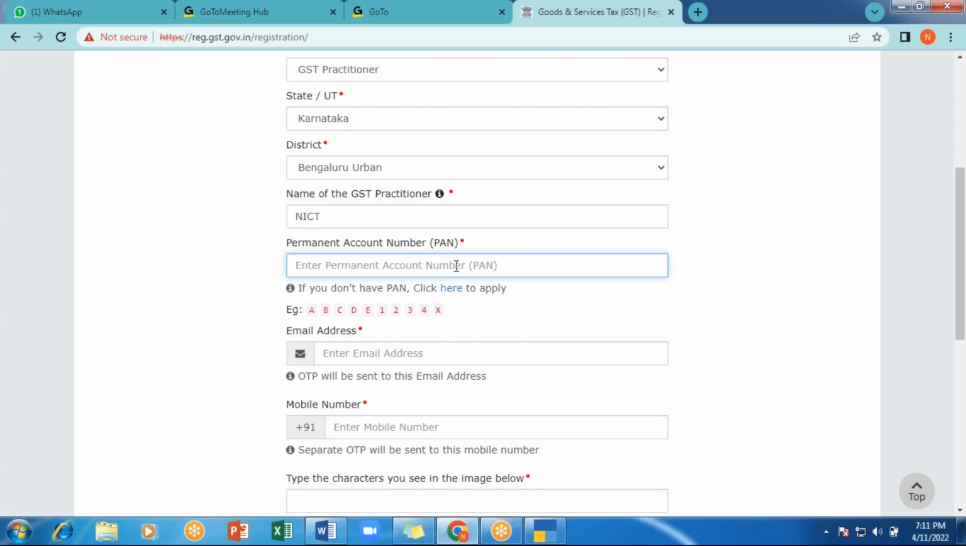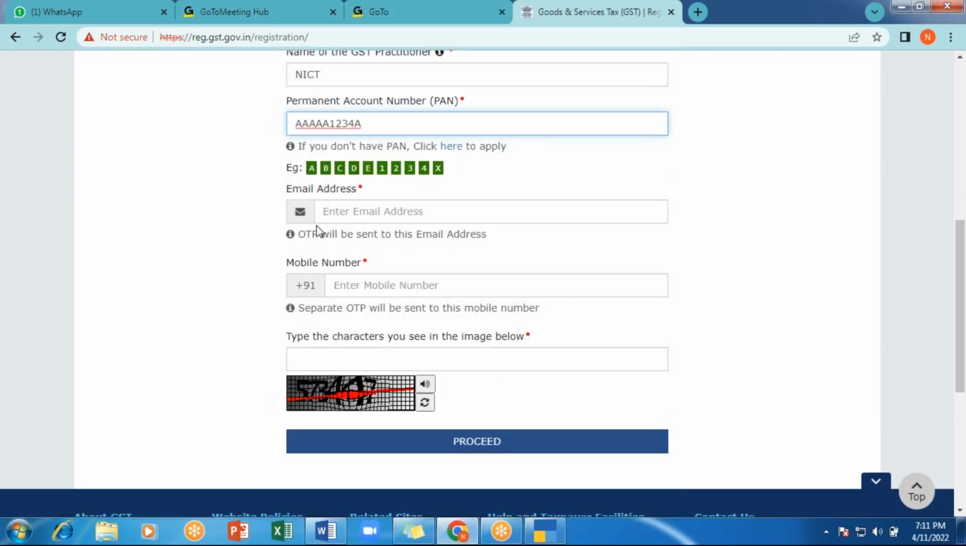Here you have to give a PAN number. It is not the personal PAN number. For a company also there will be a PAN number given when you start a business. That PAN number we have to mention. This is how your PAN number structure of 10 digits will appear: 5 alphabets, 4 numbers and 1 alphabet. I'm just giving randomly. Then you have to give your mail ID and the phone number. Both have to be valid and in use. After giving them, see this captcha and type it over here. Then click on proceed.